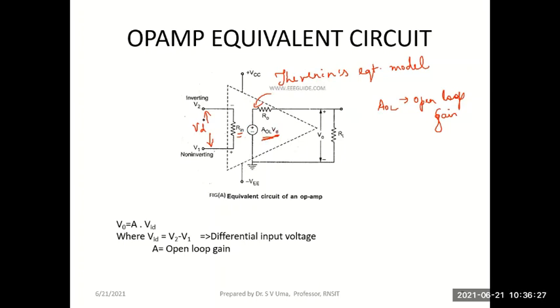So this represents the open loop gain into the differential input voltage, which is V1 minus V2. Hence, this is a dependent voltage source. And what does this dependent voltage source depend upon? It depends on the differential input voltage VD and the open loop gain of the op-amp. It is the gain for which the op-amp has been designed by the manufacturer. Without any feedback, it will give us that.